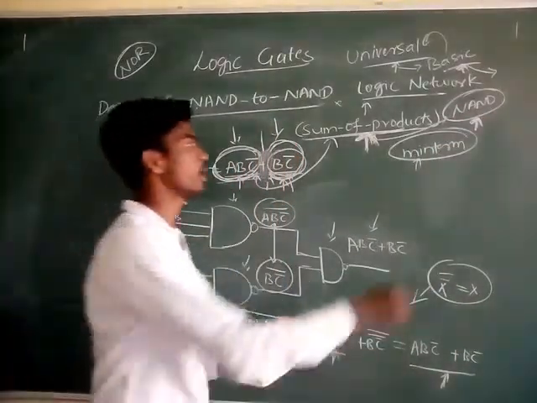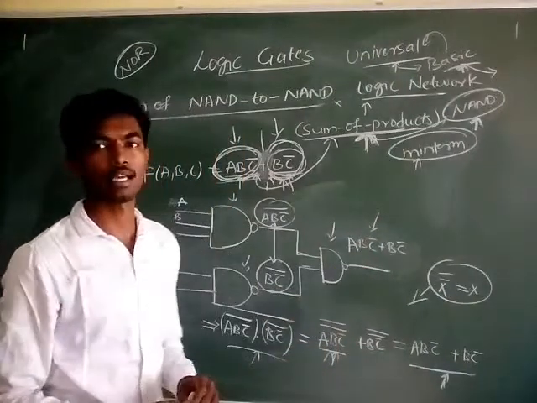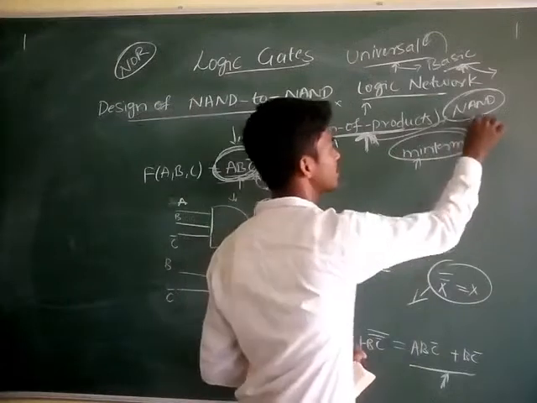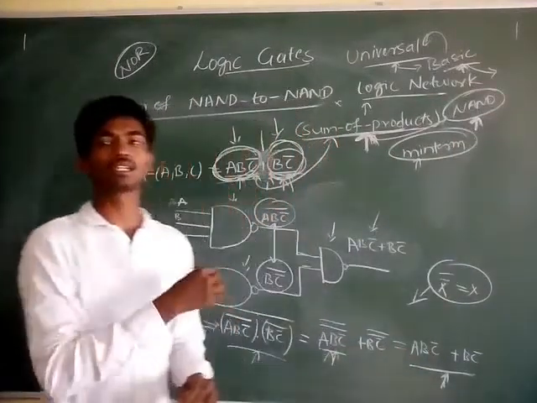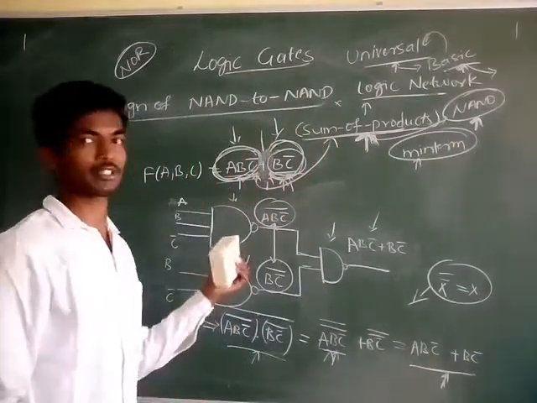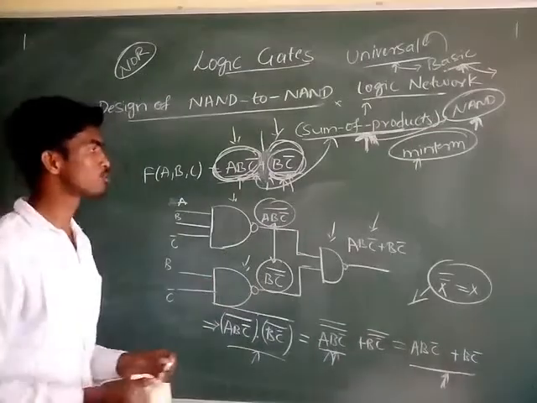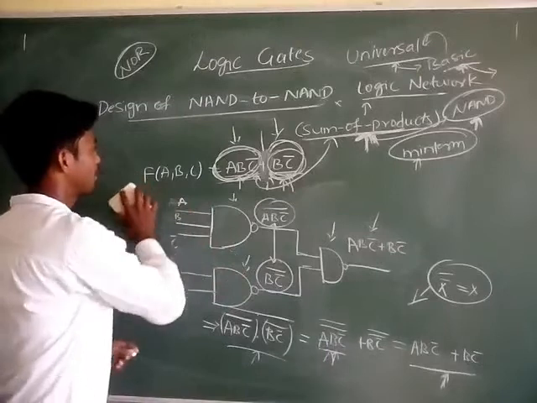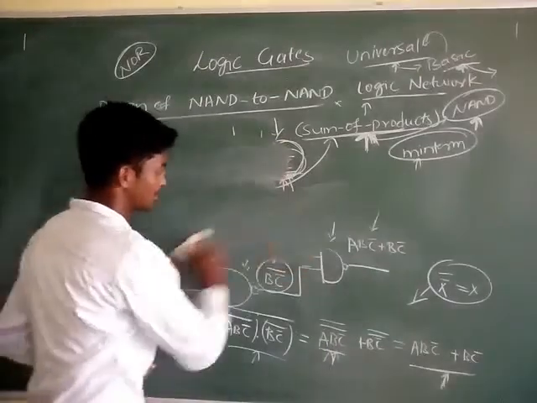For designing the circuit you have to use the NAND gate. Understood? This is how we are using the NAND gate to design the given logical expression. This is one thing. And let us go to explaining the other universal gate, the NOR gate. Let us discuss that one.